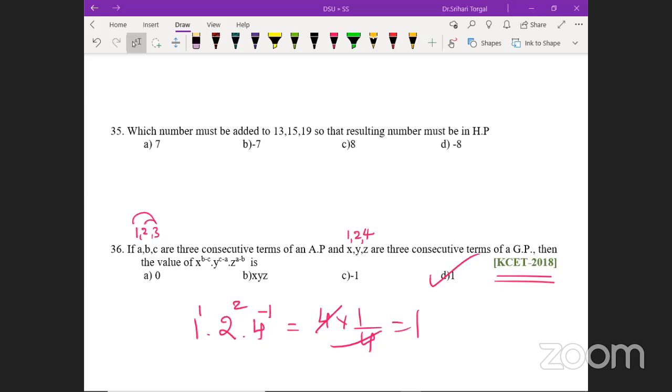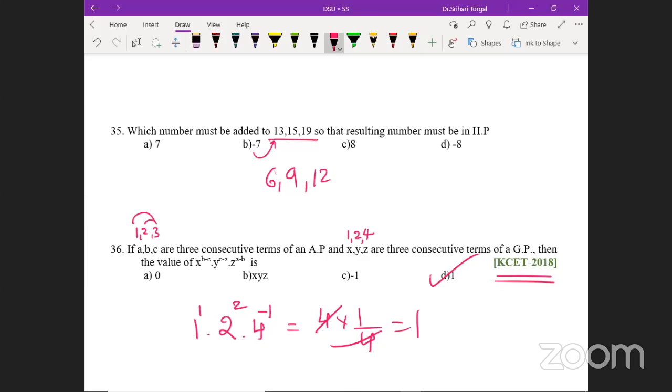Yes. Which number must be added to these three numbers, so that resulting number must be in HP. Just add that number and check it out. Yeah, if I add -7, let me check. What is 13 minus 7? It is 6. And 15 minus 7, it is 9. What about this? It is 12, I think. So, yeah.